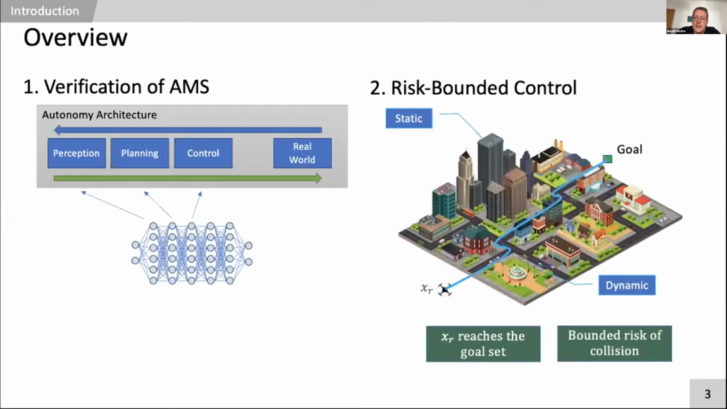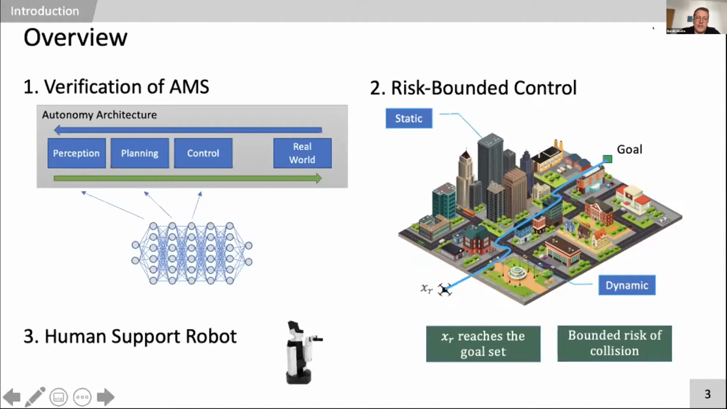The second is, again, very similar to one of the previous presentations, on risk-bounded control. How can we navigate from a start position to a goal position with an autonomous mobile system while avoiding static and dynamic obstacles, whose motion can be modeled with a stochastic differential equation? And finally, I will introduce a platform or a system that may be useful to the community as a benchmark problem for which methods can be developed.